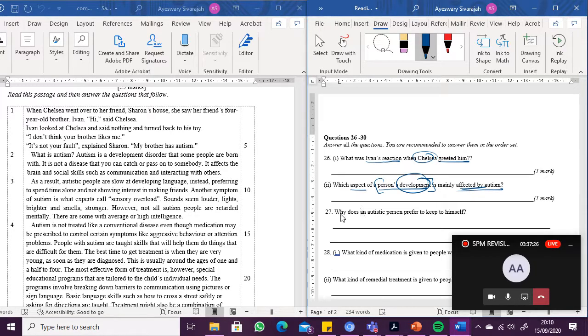And then here I'm supposed to give a why. This why means I'm supposed to give a reason. Does an autistic person prefer to keep to himself? Now, if you see, it's 26, 27, 28, and so on.